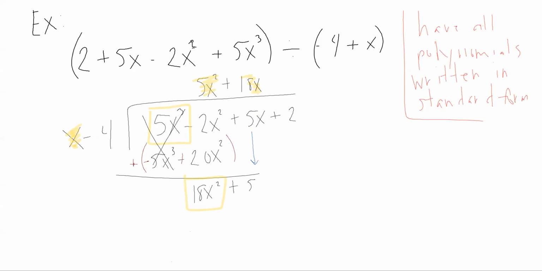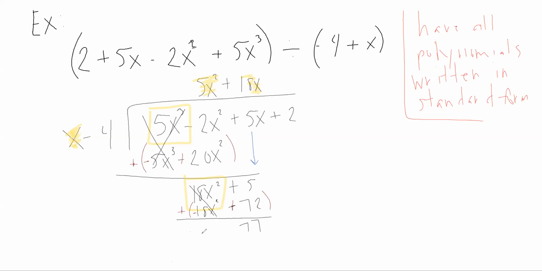And now I'm gonna do my multiplication. 18x times x gives me 18x squared. 18x times negative 4. Well, 18 times 4 gives me 72. A positive times a negative gives me a negative. And remembering that step to parenthesize subtract, after I distribute that negative, all my signs are going to change and it becomes an addition problem. 5 plus 72 gives me 77.